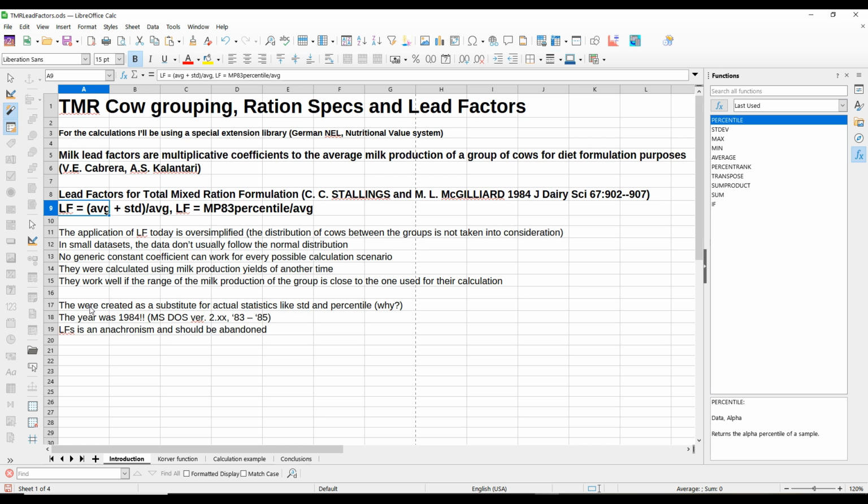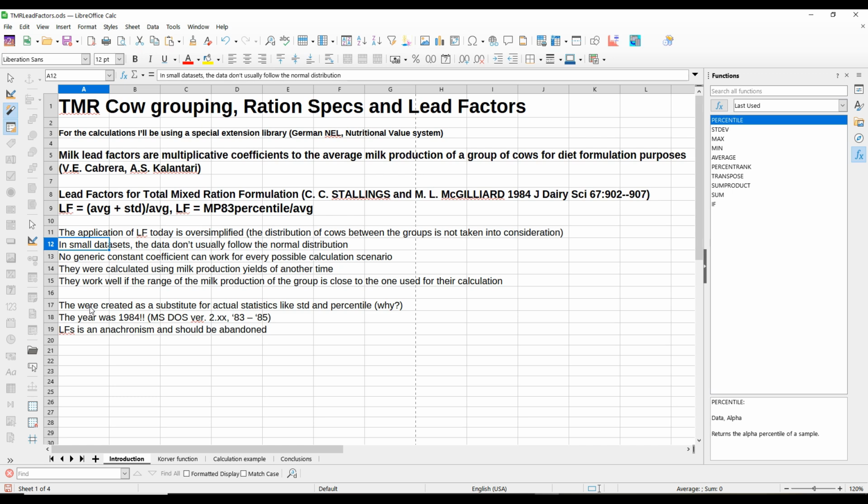What are the considerations today? First of all, the application of milk lead factors today is oversimplified. We normally use lead factors based on the number of the groups of the animals, but if someone reads the original publication, they will find out that those two scientists calculated lead factors not just based on the number of the groups, but also taking into consideration the distribution of the animals between those groups. Something simply we don't do today. We overlook that part.